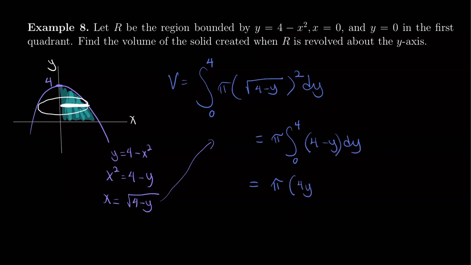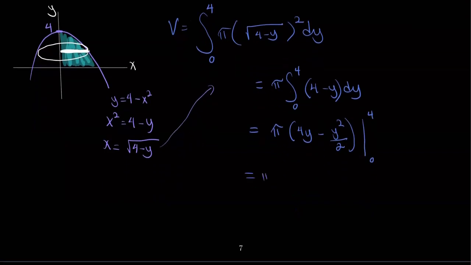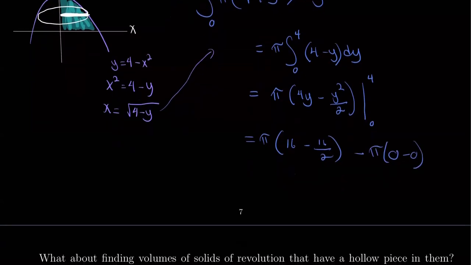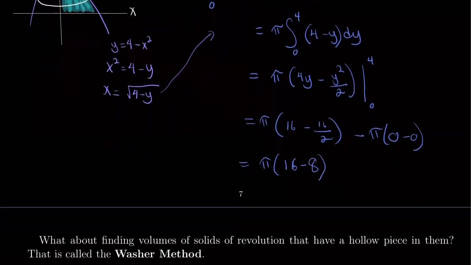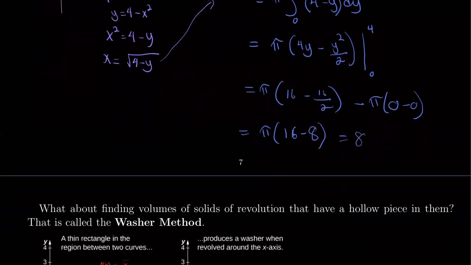The antiderivative of 4 is 4y minus the antiderivative of y, which is y squared over 2. Evaluated from 0 to 4, pi times, if I plug in 4, I got 16 minus 16 over 2, minus pi times, if I plugged in 0, I happen to have gotten 0. So I got pi times 16, sorry, minus 8, there we go, that was a 16. Okay, so all that worked out to 8 pi units cubed.